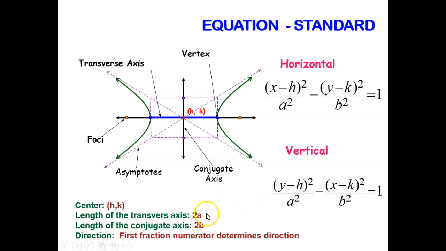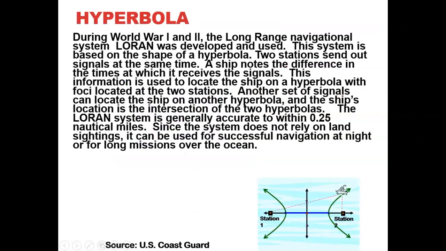Okay, you still have the 2a for the length of the transverse axis, just like 2a was the length of the major axis, and 2b is the length of the conjugate axis, and in ellipses, 2b was the length of the minor axis. So that's different. You don't really have to memorize the two equations as long as you understand how to identify what you need out of each equation.